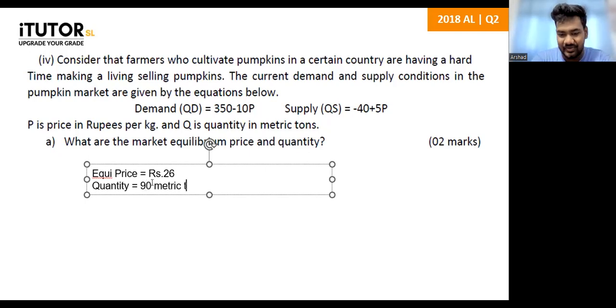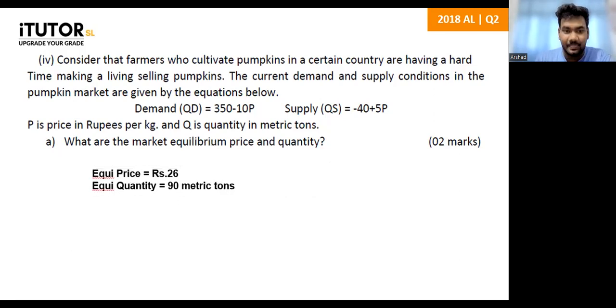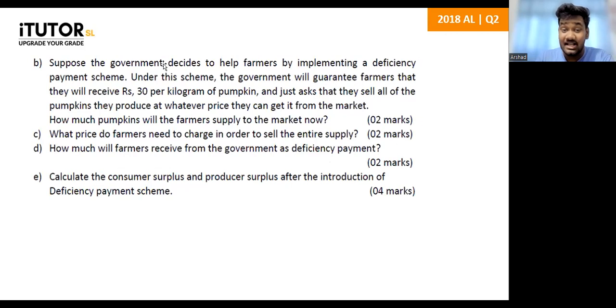That is okay, right? You don't have to, so 1 ton has 1000 kilos. So 90 means 90,000 kilos. Don't need to do all of that nonsense. You can just give this. Okay, so equilibrium price and quantity. This I don't have to teach you. In the past paper, the answer was in kilos. You can give it in tons, don't worry.